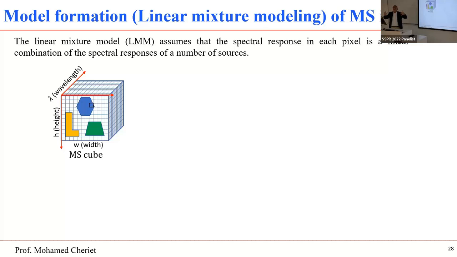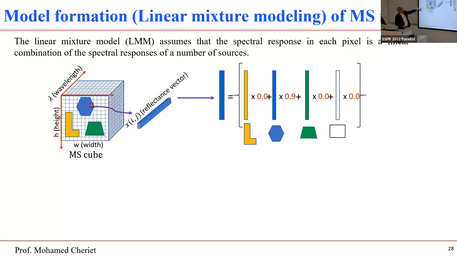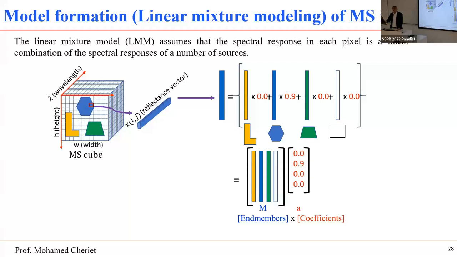If you focus on one pixel, x_ig, in the depth is the reflectance vector, which is the spectral information. The spectral response of that pixel is a combination of the spectral responses of a number of sources. Here, just for the example, they are all the sources, and it's a linear combination of those sources. From the algebra point of view, you can organize your data so that you have the matrix of the basis multiplied by the vector a, and it becomes a capital A if you scan the whole image, since here we have only one pixel.